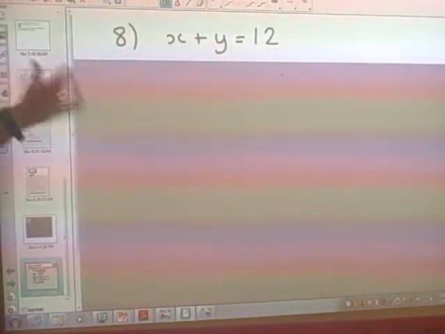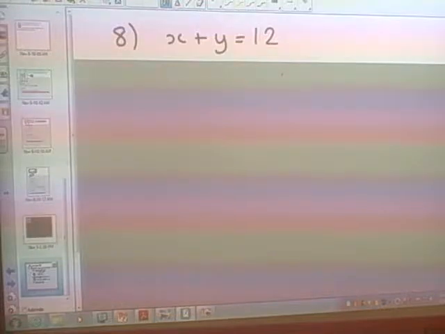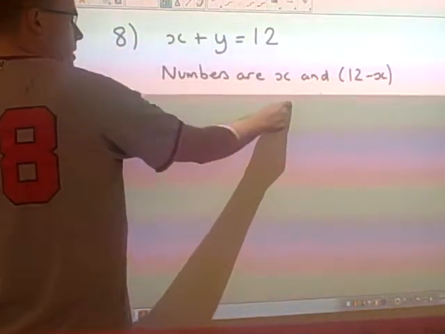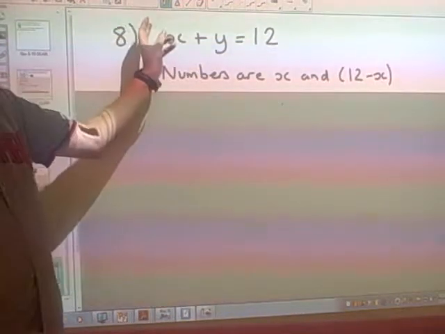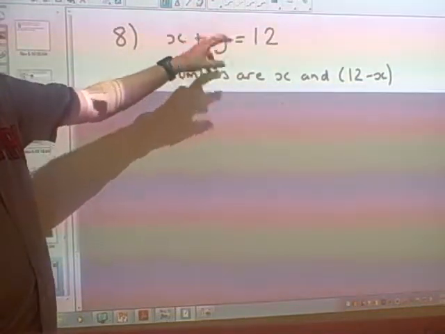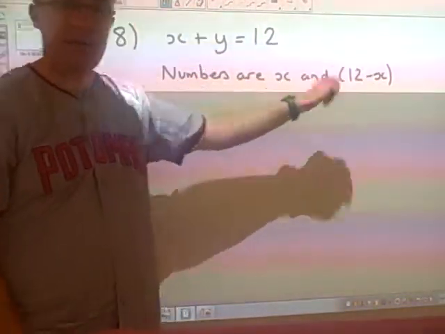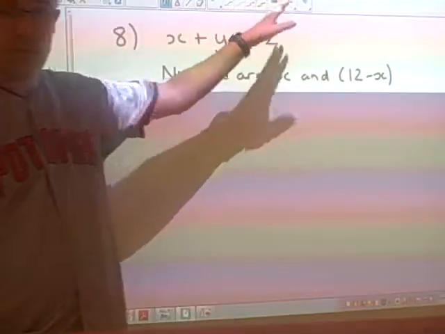But let's take a more algebraic approach to this, so that if we have a more complicated question, we can actually know for sure what the answer is. So what we're going to do first of all is rewrite this. The first number is x, but the connection with the second number is it's got to be 12 minus x. So when I add the two things together, I end up with 12.